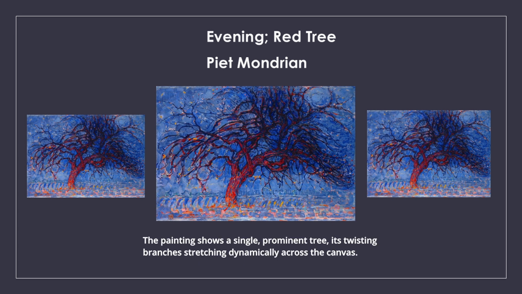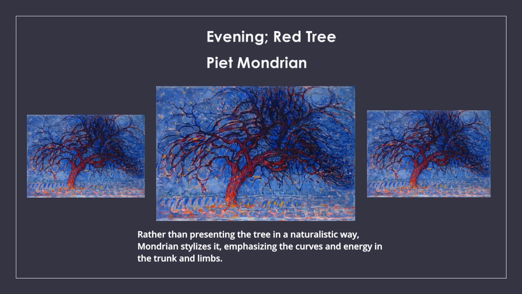The painting shows a single, prominent tree, its twisting branches stretching dynamically across the canvas. The background is relatively minimal, allowing the structure and rhythm of the tree to dominate the visual field. Rather than presenting the tree in a naturalistic way, Mondrian stylizes it, emphasizing the curves and energy in the trunk and limbs.